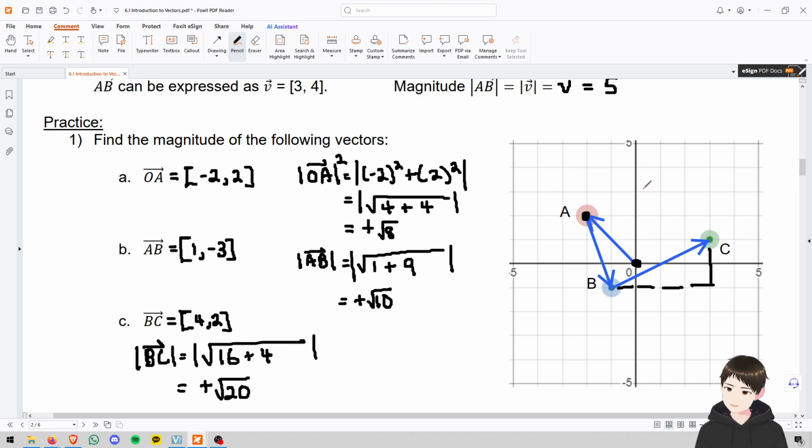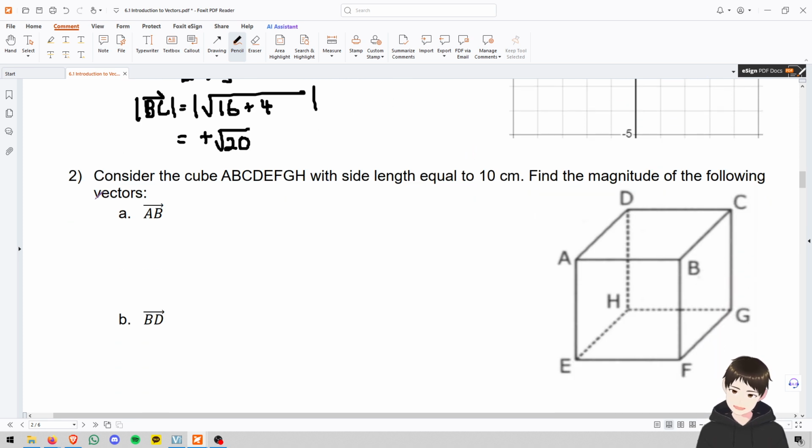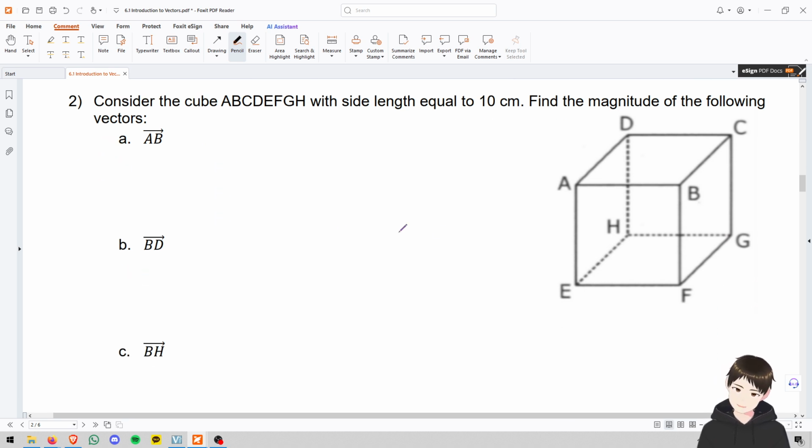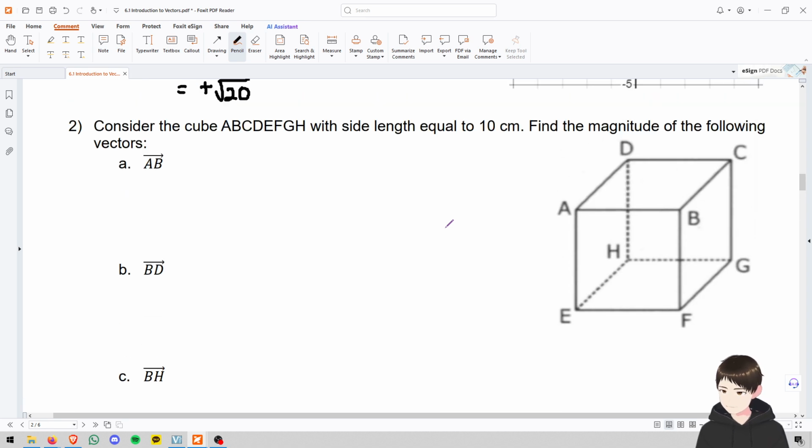Right? I'm going to push it a little bit. For example number 2, I am going to do it together because it might be a little new and a little shaky. I don't want you to feel like you're sort of thrown in trial by fire. But you will do number 3 for me by yourself, okay? So pay attention. Consider cube A, B, C, D, E, F, G, H. That's my cube, with side lengths equal to 10. So I'm just going to write this distance right here is 10 centimeters. Find the magnitude of the following vectors: AB.